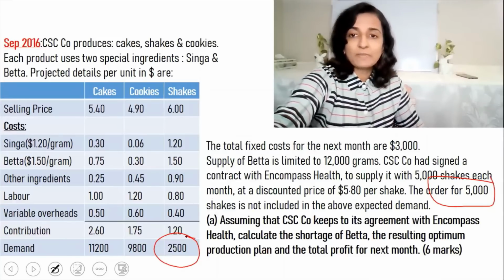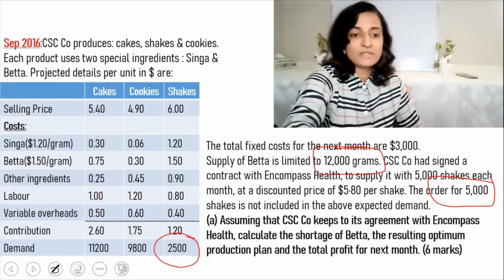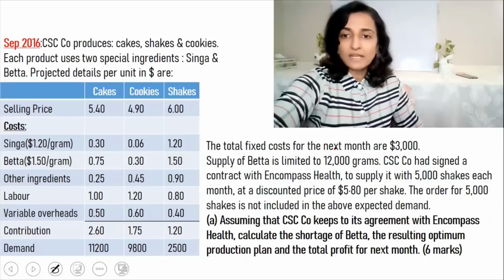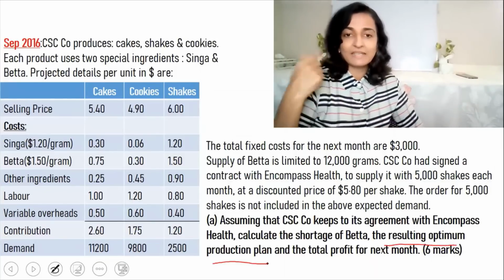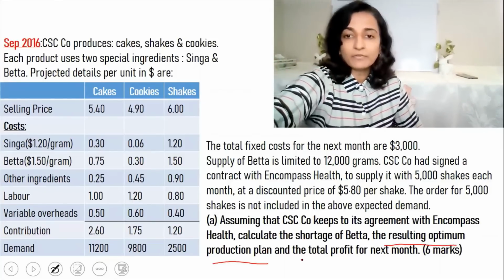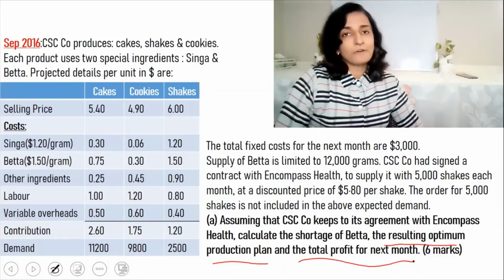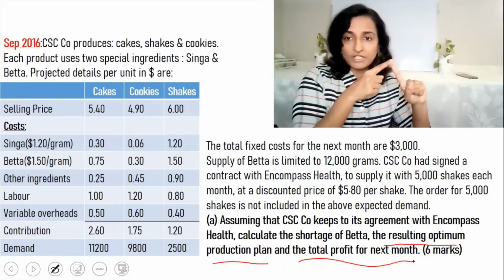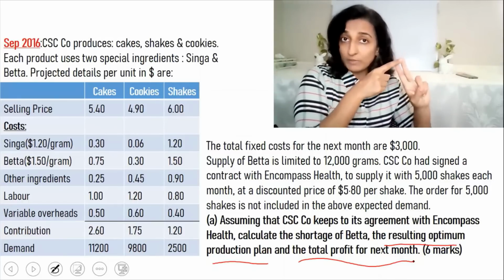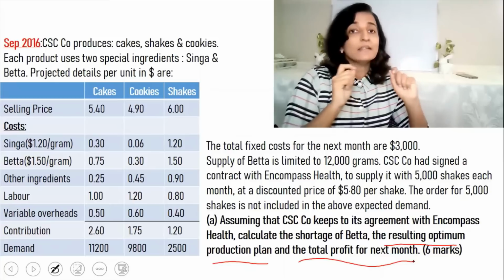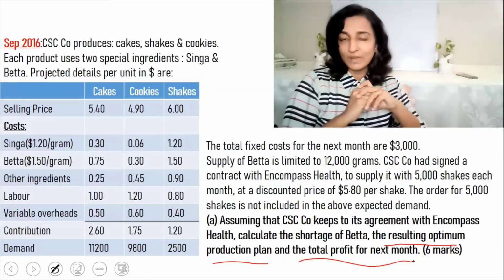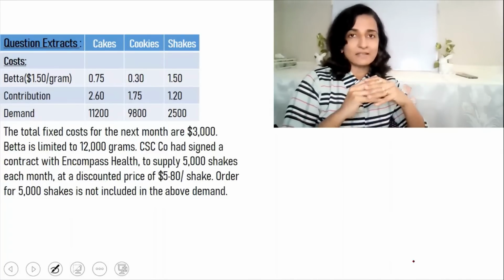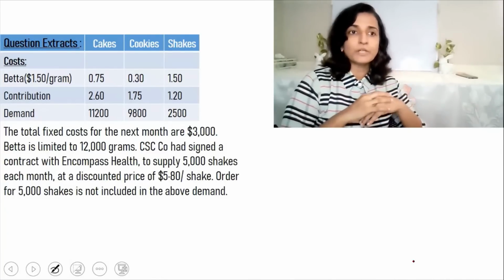So Beta, the supply is limited to 12,000 grams. Now we have to find out what is the shortage of Beta. The resulting optimum production plan. So that's the next thing that we have to find out. And finally, we have to find out the total profit for the next month. So there are three things we are supposed to find out. One is the shortage of Beta. Second is the optimum production plan. And third is the total profit for the next month. So I just copied the question extracts relevant to our particular answer so that it will be easier for you to refer to the question.